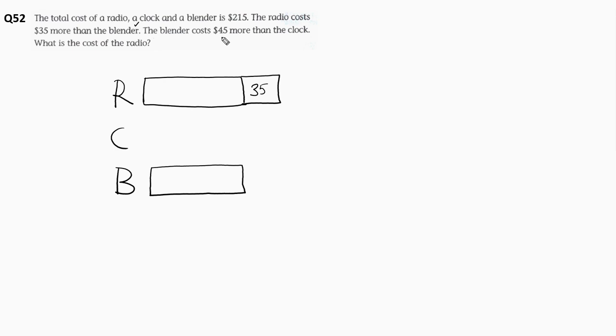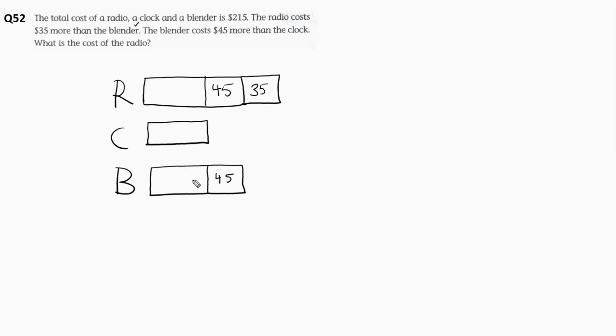The blender costs $45 more than the clock. Oh, right. So this blender costs $45 more than the clock. So the clock is less, and it's less by 45. So actually what I'm going to do is cut a chunk out of this and label that as 45. And then my clock is going to have that part there. Now these two are equal. I need to do the same here, and that's going to be 45. Okay. And I think I've captured that bit of information.